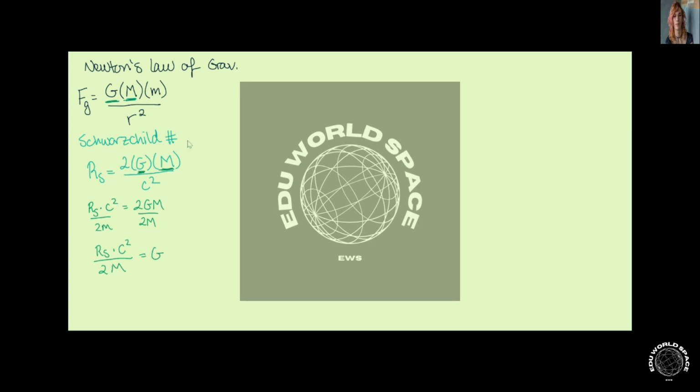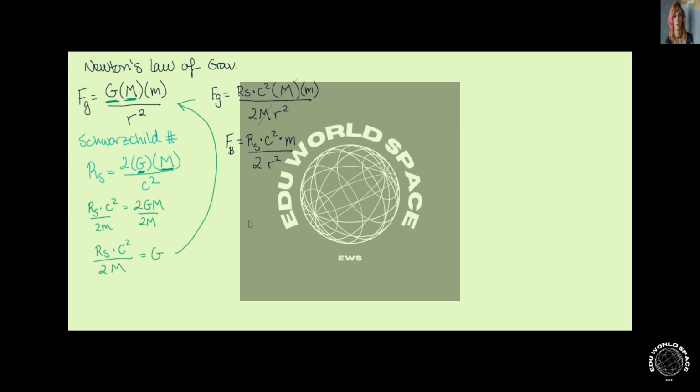If we plug this back into our law of gravitation, we would get force of gravitation equals Rs times c squared times the mass of the black hole times the mass of the object, all over 2 times the mass of the black hole times r squared. You can quickly see that we can knock out the mass of the black hole. That leads to our final equation of the force of the black hole. Let's say FB will be equal to the Schwarzschild number times the speed of light squared times the mass of the object in question, all over 2 times the distance squared.